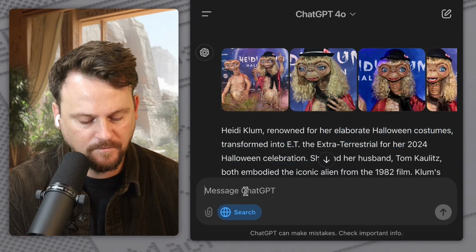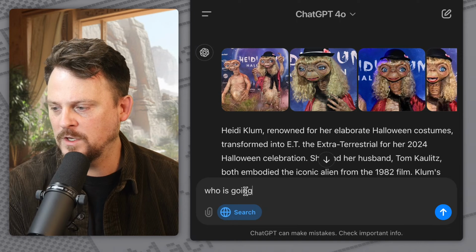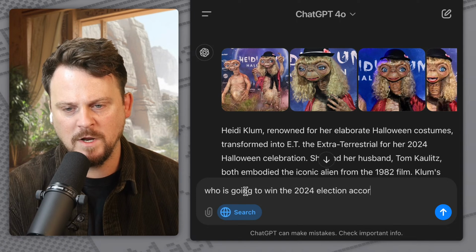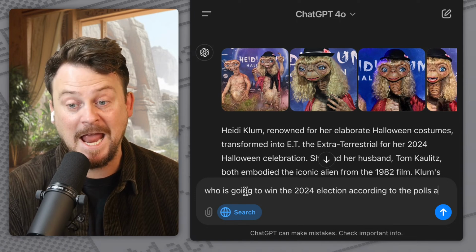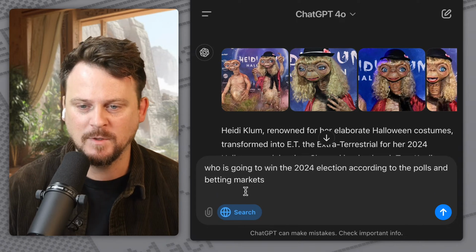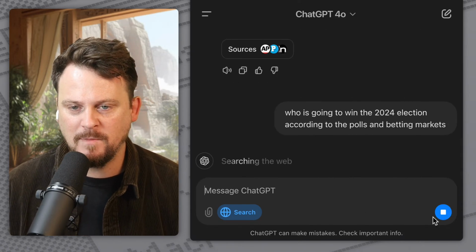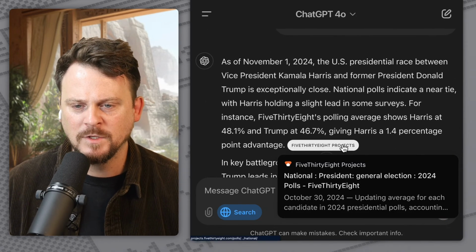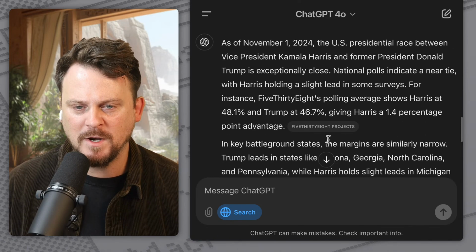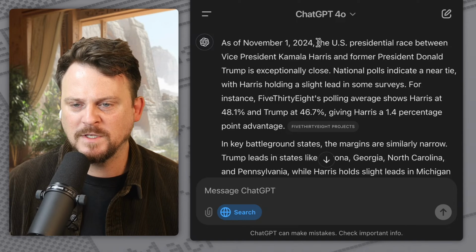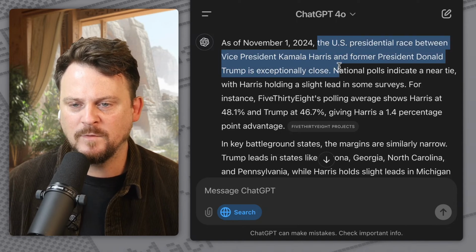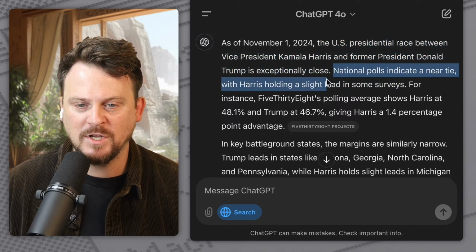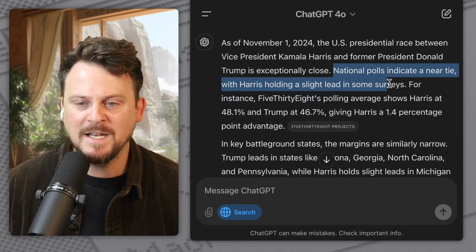Who is going to win the 2024 election according to the polls and betting markets? That's what I want to know. So I'm just typing basically web searches, complex web searches into ChatGPT. They provide sources here at the bottom. As of November 1st, the U.S. presidential race between Kamala Harris and former President Donald Trump is exceptionally close. National polls indicate a near tie, with Harris holding a slight lead in some surveys.